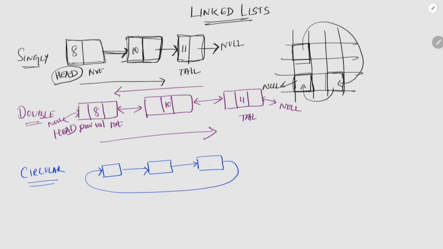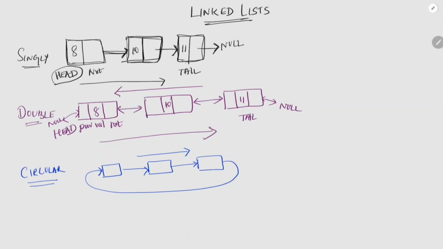Every other property remains the same. So if you're using a singly linked list, then you can only traverse in one direction. If you're converting a doubly linked list into a circular linked list, then you can traverse in both directions in loops. So these are the three types of linked lists.